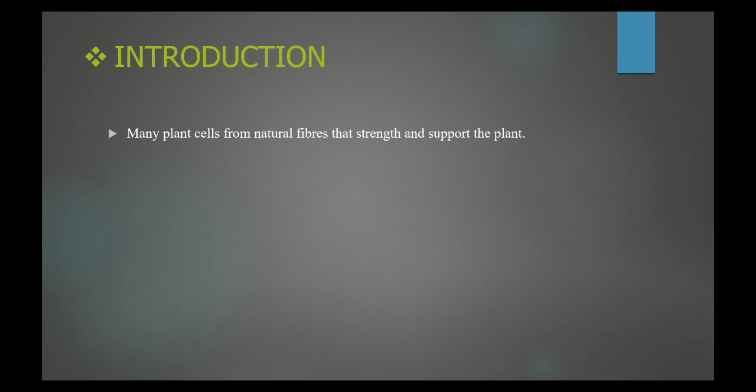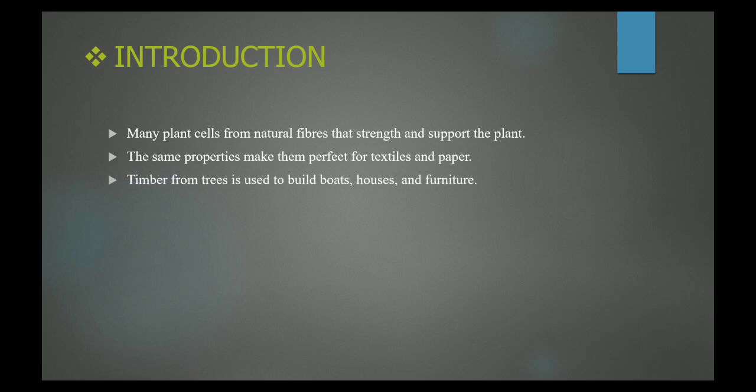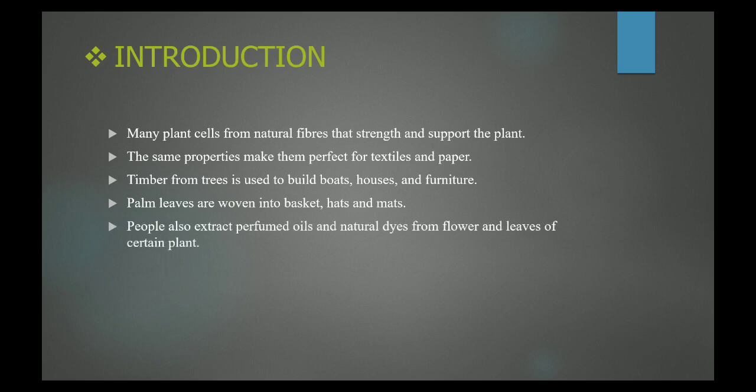Introduction. Many plant cells form natural fibers that strengthen and support the plant. The same properties make them perfect for textile and paper. Timber from trees is used to build boats, houses and furniture. Palm leaves are woven into baskets, hats and mats. People also extract perfume oil and natural dyes from flowers and leaves of certain plants.